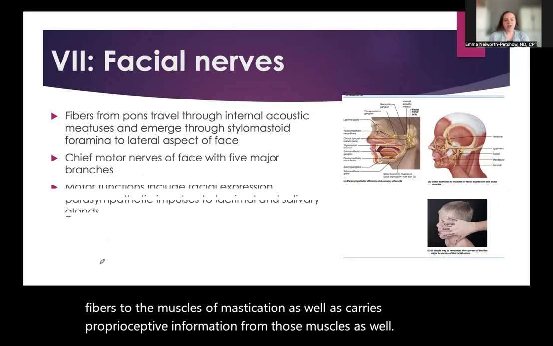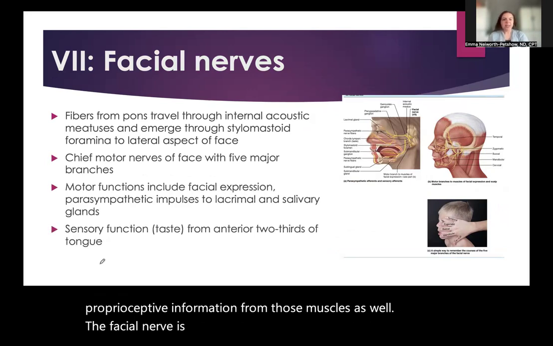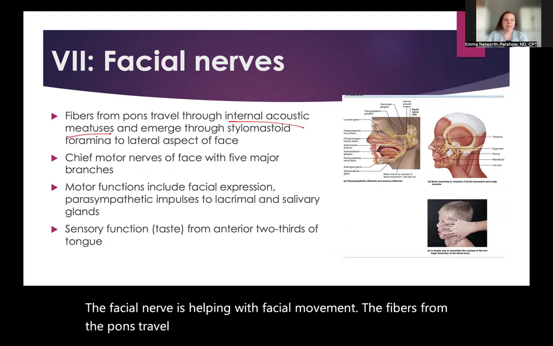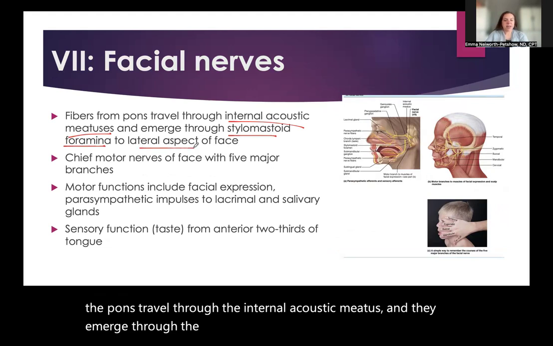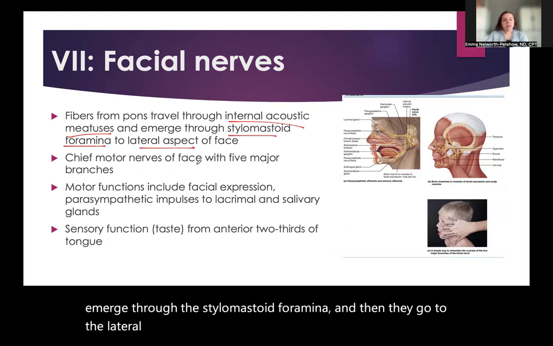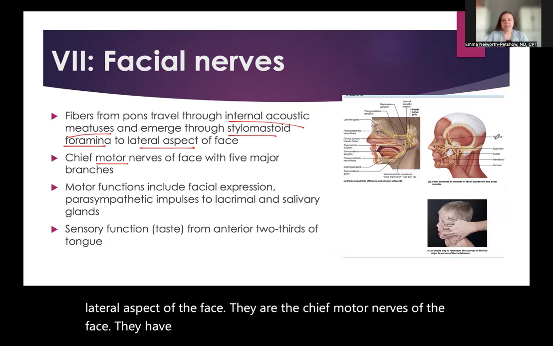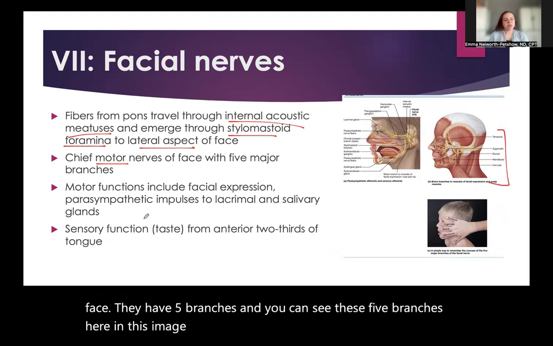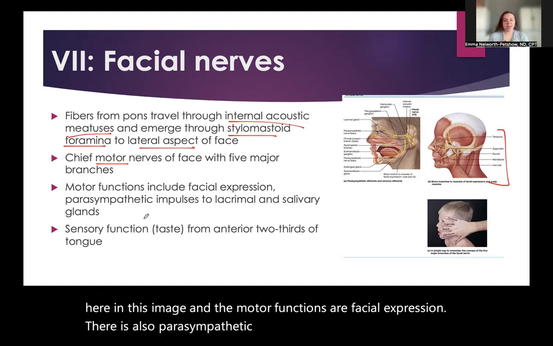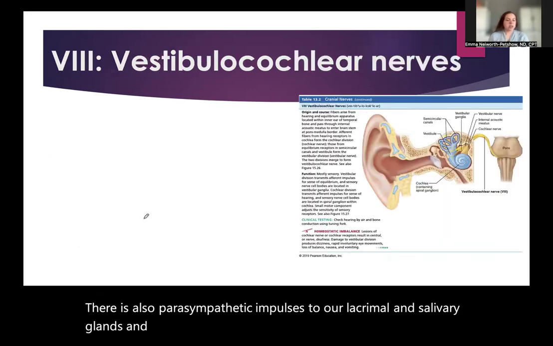The facial nerve is helping with facial movement. The fibers from the pons travel through the internal acoustic meatus, and they emerge through the stylomastoid foramen, and then they go to the lateral aspect of the face. They're the chief motor nerves of the face. They have 5 branches, and you can see these 5 branches here in this image. The motor functions are facial expression. There are also parasympathetic impulses to our lacrimal and salivary glands, and sensory function, taste from the anterior 2/3 of the tongue.